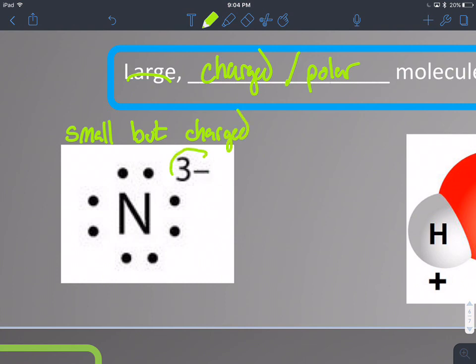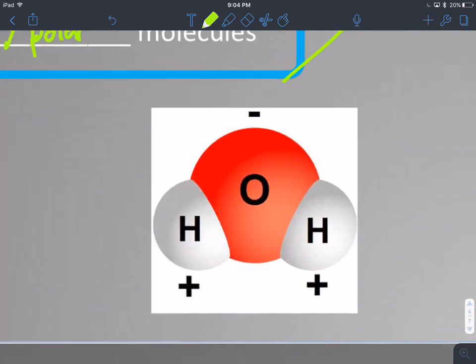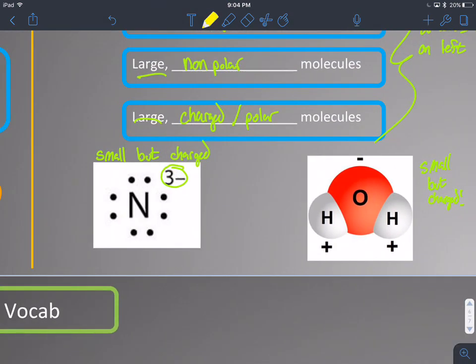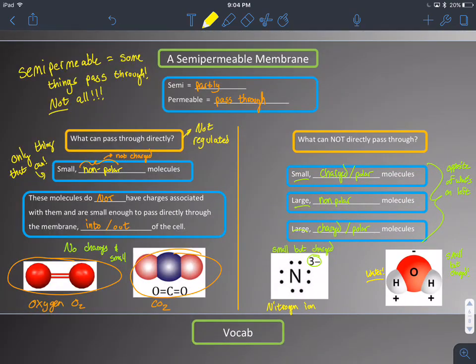And if you notice, right here, this is small but charged, and we can tell by this 3 negative. And this is also small but charged. And this is water. So this is just two very common things. This is a nitrogen ion, and this right here is water. Neither of these things can pass directly through the cell membrane like oxygen or carbon dioxide could.